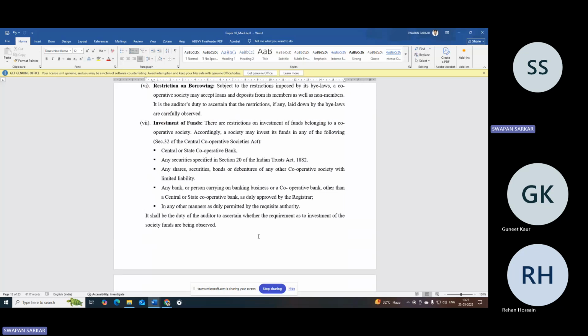in shares, security, bonds, debentures, or any other corporate society with limited liability, any bank or person carrying on banking business, or a cooperative bank other than a central or state cooperative bank, as duly approved by the registrar, and in any other manner as duly permitted by the requisite authority. It shall be the duty of the auditor to ascertain whether the requirements as to the investment of the society fund are being observed.